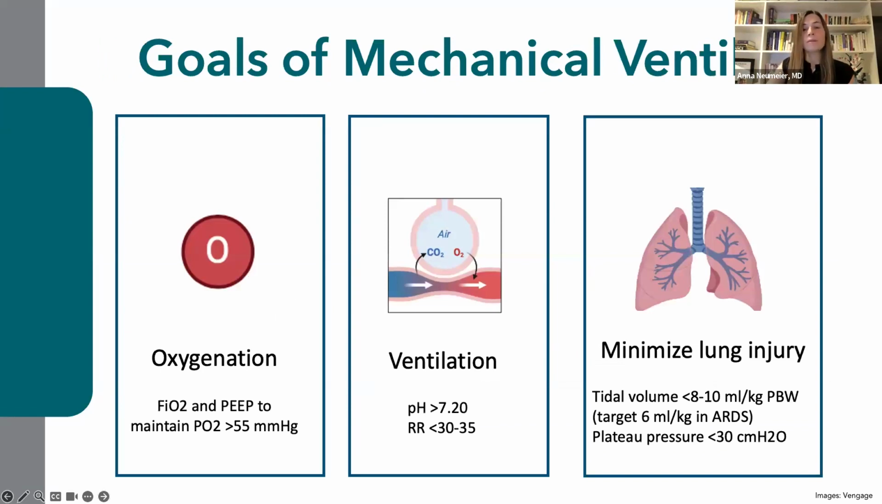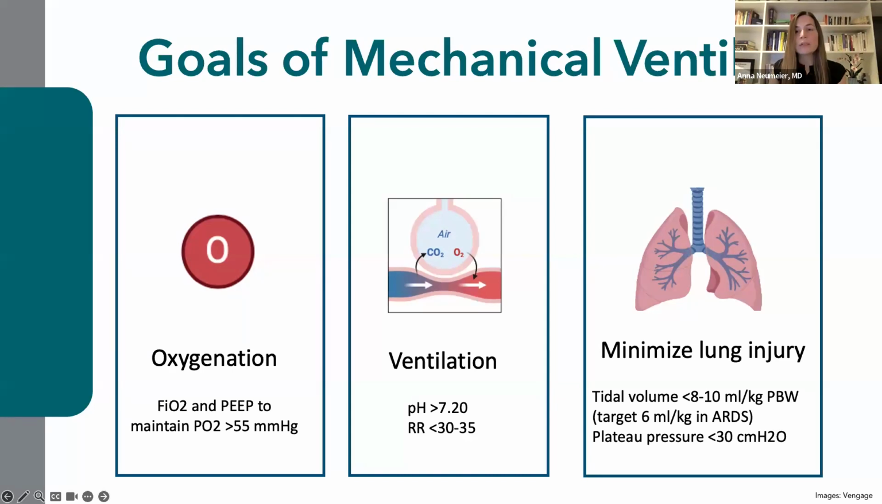Now that we've reviewed the modes of mechanical ventilation, let's discuss the goals. There are threefold goals of mechanical ventilation. The first is to maintain oxygenation, in which case we target an alveolar oxygen level greater than 55, which is around a saturation of 88% or greater.